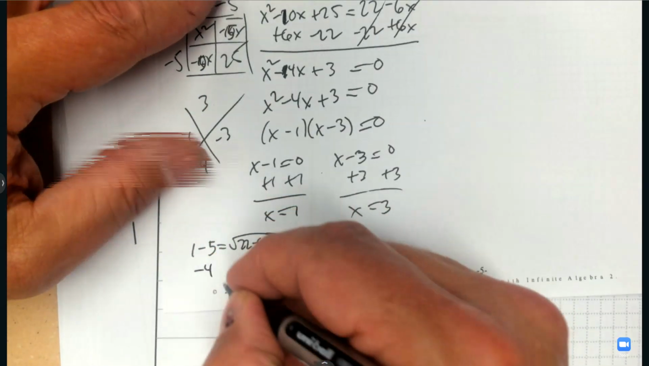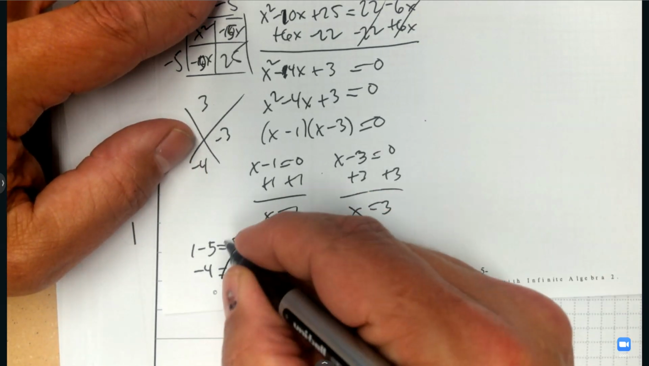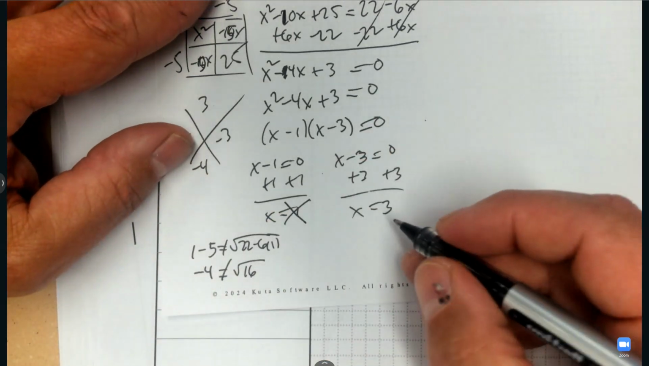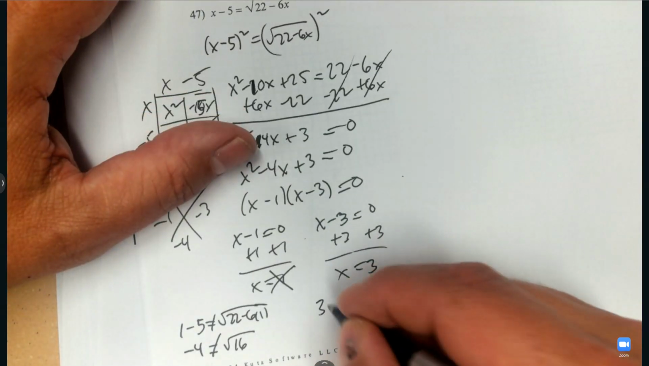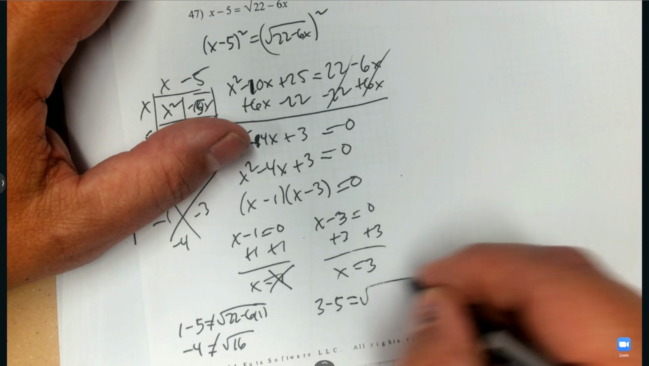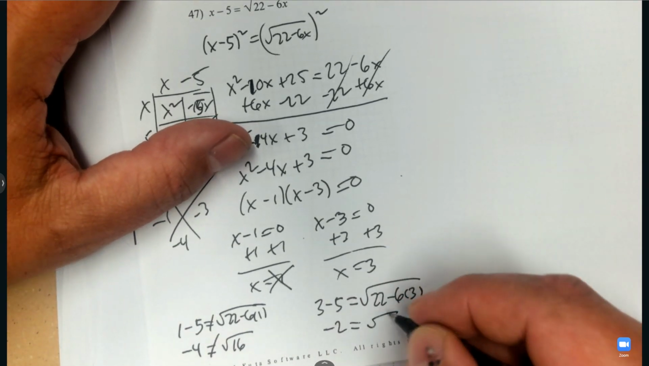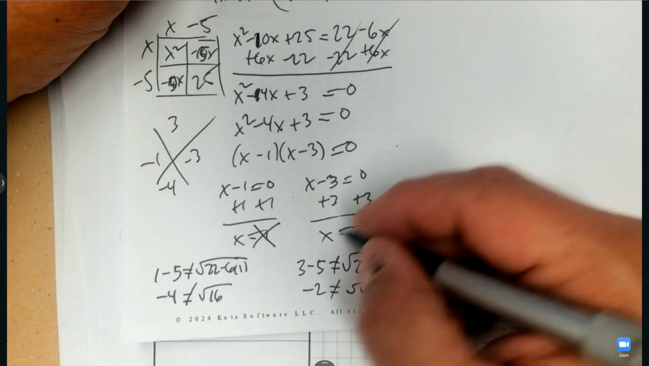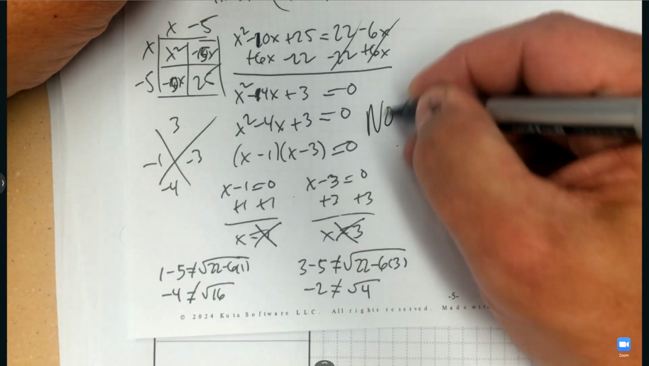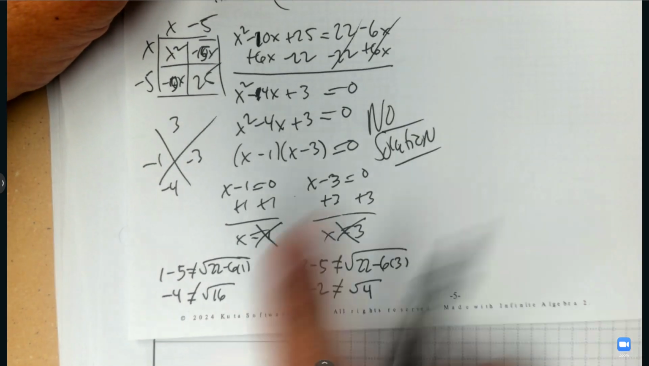That's -4. Can the square root of a number be negative? No. This is a bad answer. What happens with 3? If I go 3 take away 5, what happens there? Again, a negative answer. Both of them are bad. You can't square root a number and it equals negative. Both are bad. This has no solution. Both are extraneous.